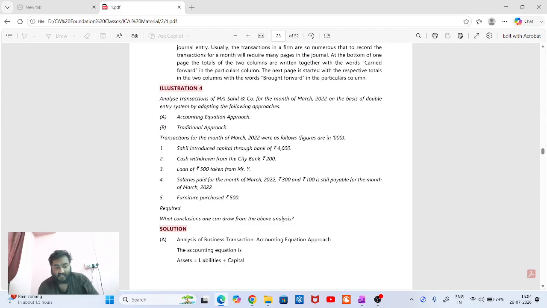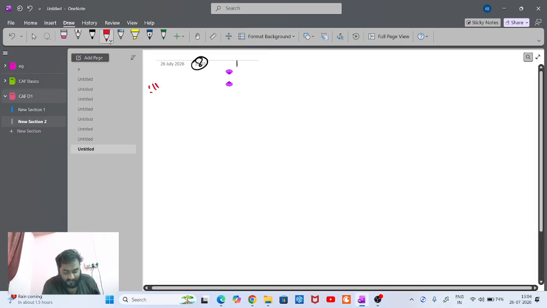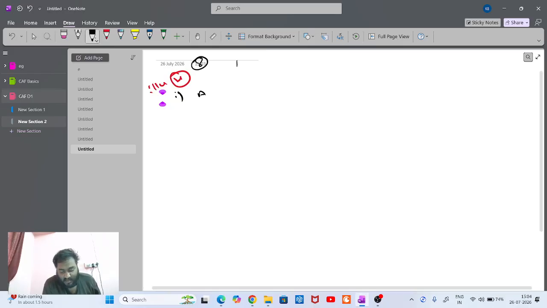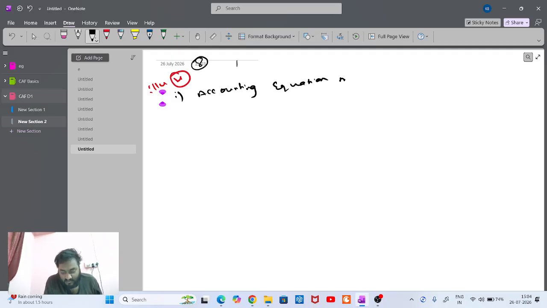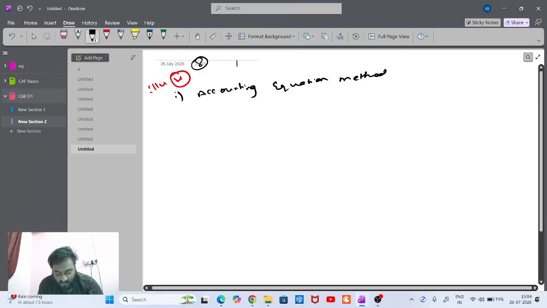These are the transactions. Illustration number 4. First one, accounting equation method. What is the first question? First thing they've asked. So, Sahil introduced capital through bank of 4,000 rupees.